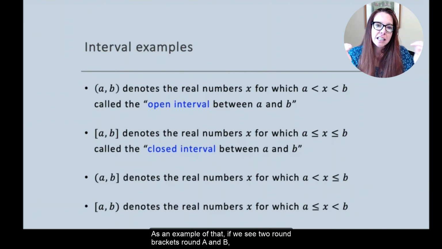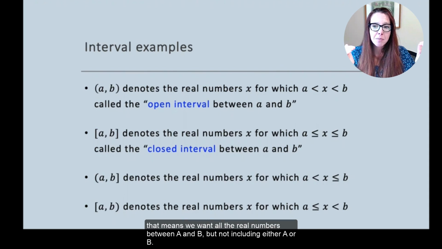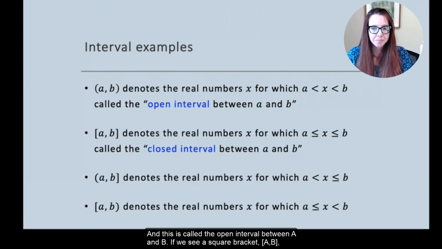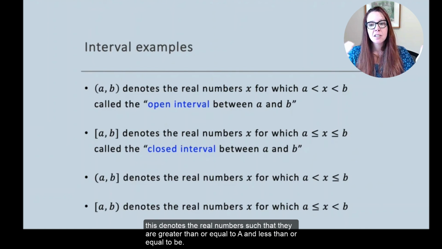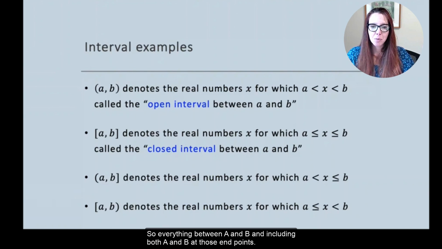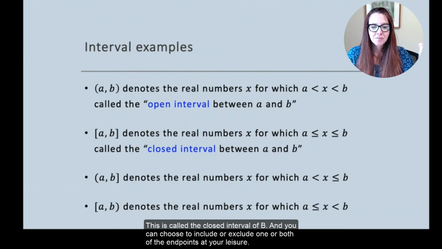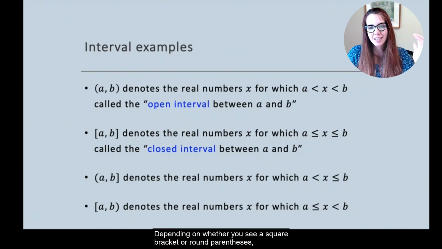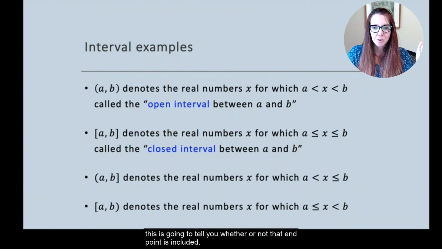So as an example of that, if we see two round brackets around A and B, that means we want all the real numbers between A and B, but not including either A or B. And this is called the open interval between A and B. If we see square bracket A comma B, this denotes the real numbers such that they are greater than or equal to A and less than or equal to B. So everything between A and B and including both A and B at those endpoints. This is called the closed interval of A and B. And you can choose to include or exclude one or both of the endpoints at your leisure. Depending on whether you see a square bracket or a round parenthesis, this is going to tell you whether or not that endpoint is included.